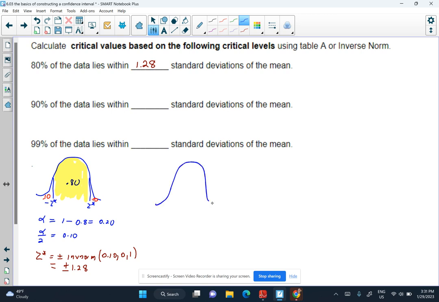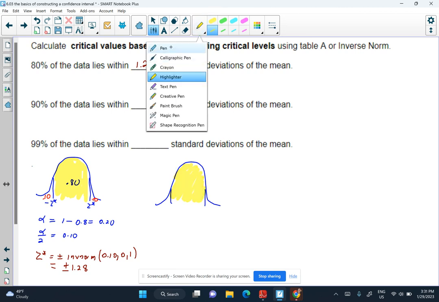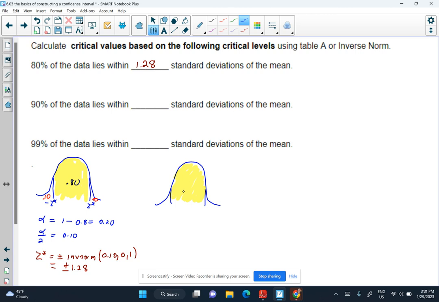So again, we're going to make our bell curve, and we're going to shade. And so we're looking at the middle 90%. So our alpha, the total data that's not in the middle 90%, is going to be 10%. And we're going to divide that evenly because it's symmetric. And so we have 5% in each of our tails.